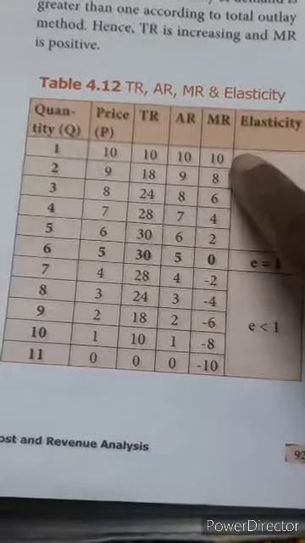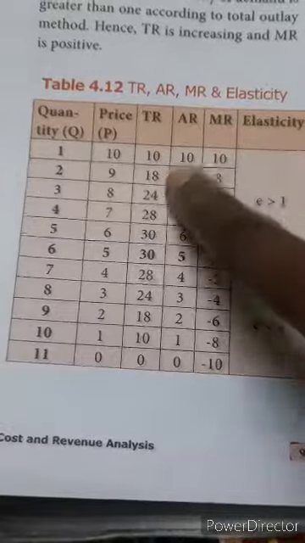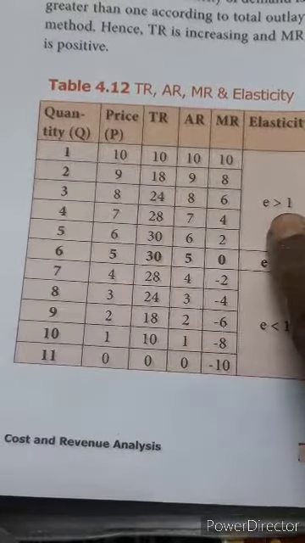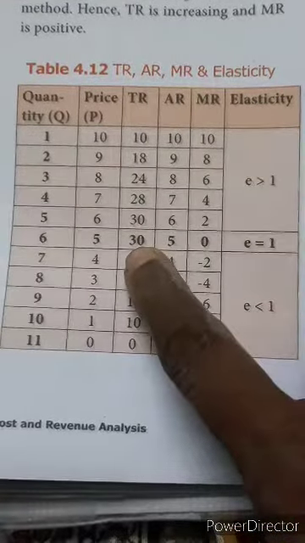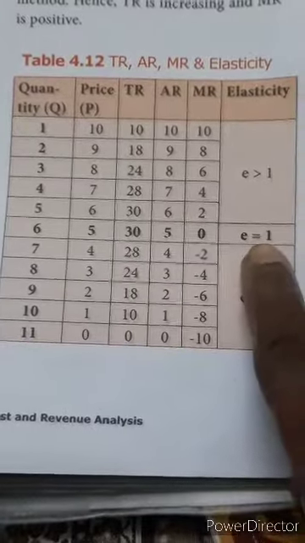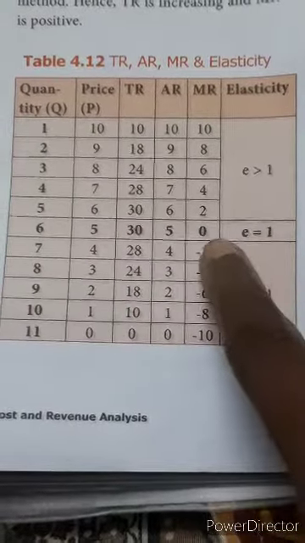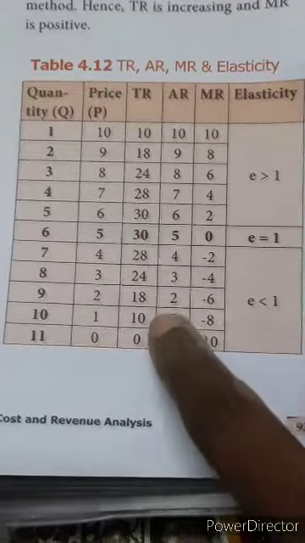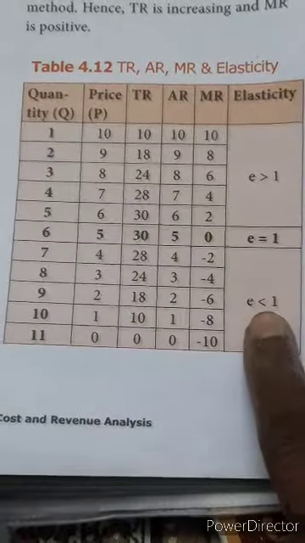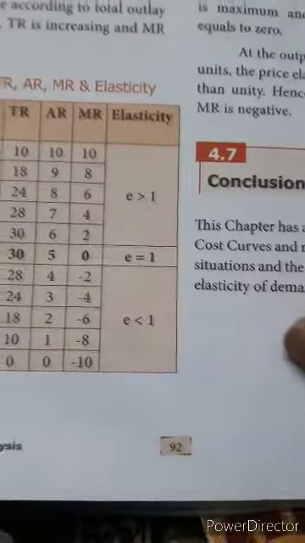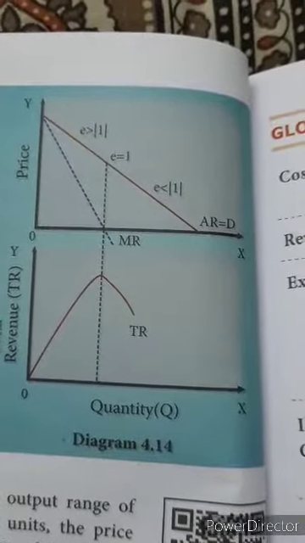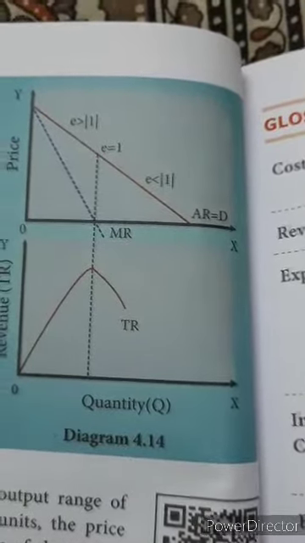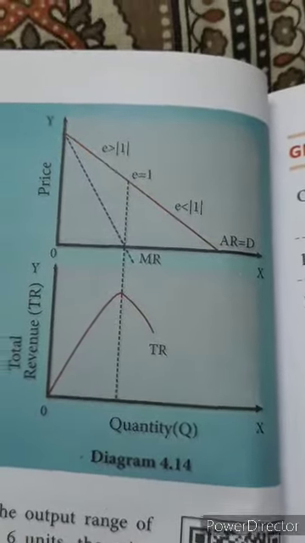So when MR is positive, the total revenue is increasing, that is elasticity of demand is greater than 1. When MR is 0, the total revenue is maximum, so the elasticity of demand is equal to 1. When MR is negative, the total revenue is decreasing, that is less than 1. So if you draw the diagram, you will get the diagram like this. So here they have drawn the diagram and shown AR is equal to price curve, அது increasing, MR curve increasing, இது decreasing. Do you understand, girls?